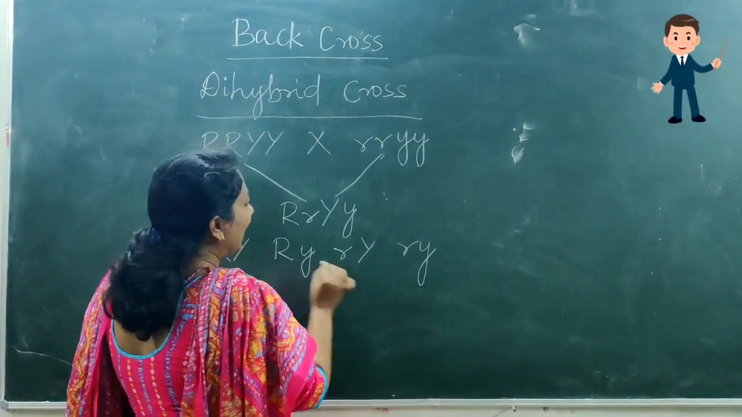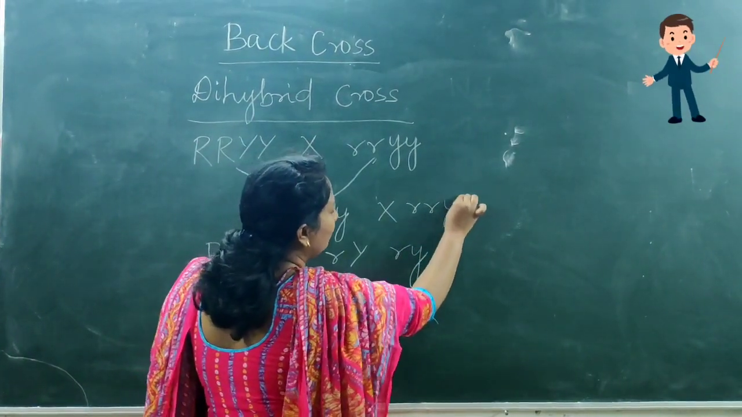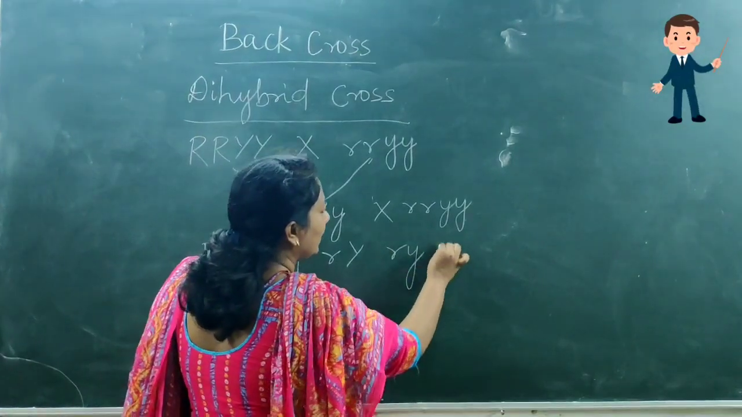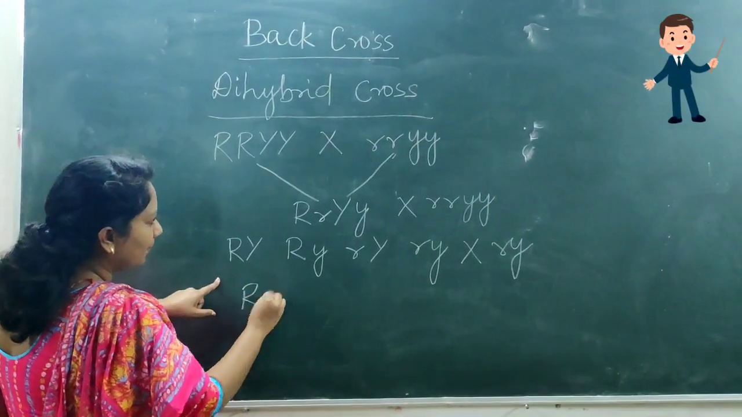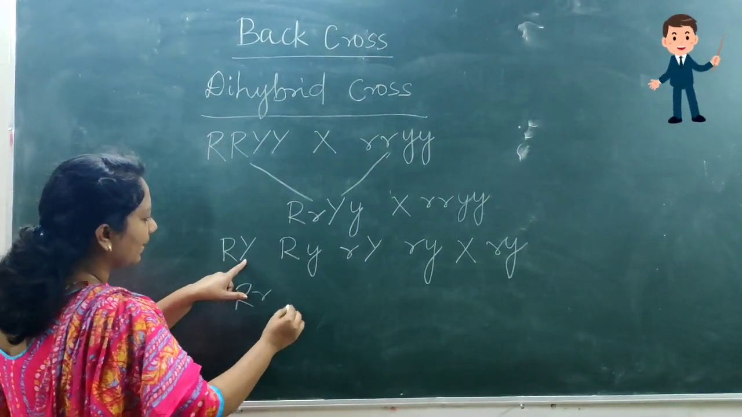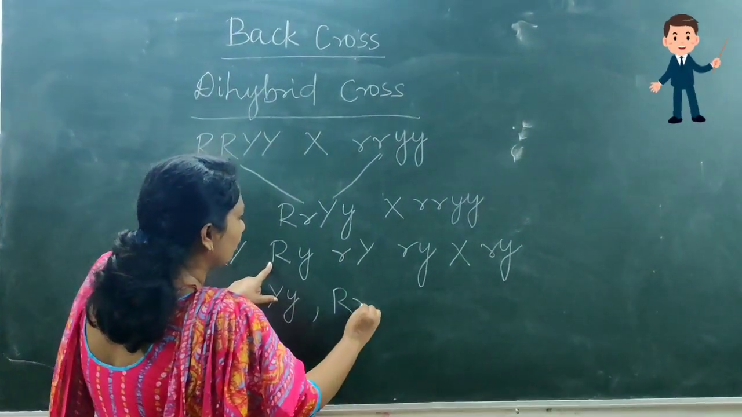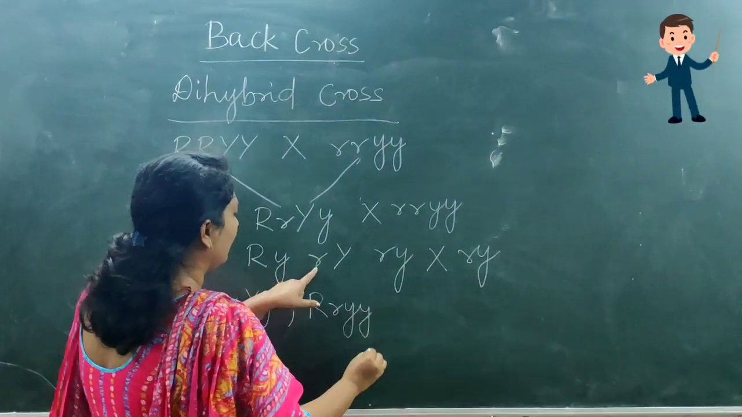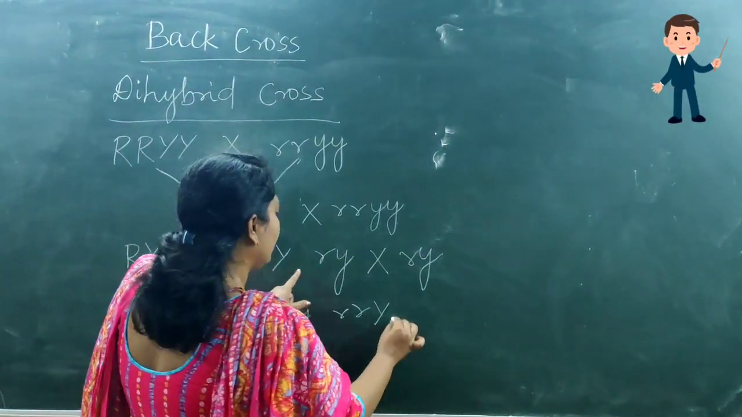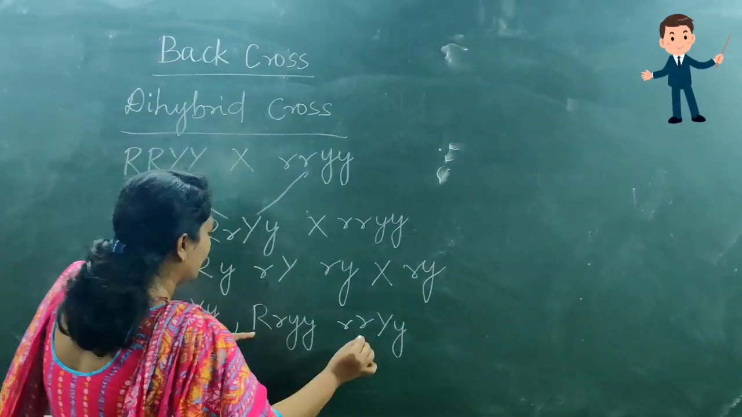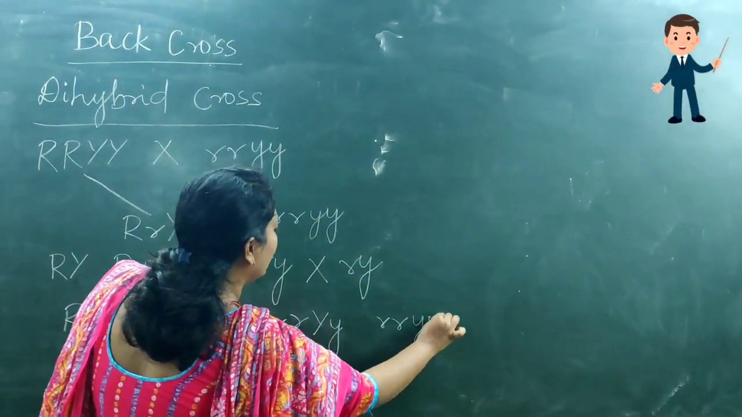For back cross, what we need to cross with? We need to cross with recessive parent. Our recessive parent would be this. From this we got the gamete as RY. When this is crossed, what is the product? Capital R, small r, capital Y, small y. Then capital R, small r, small y, small y. Then small r, capital Y and small y. Then small r, small r, small y, small y.